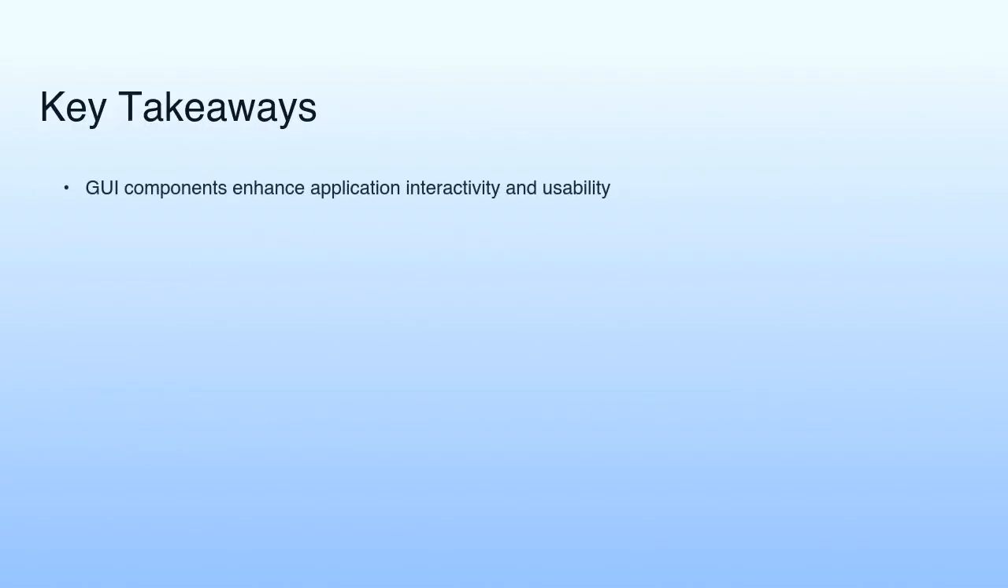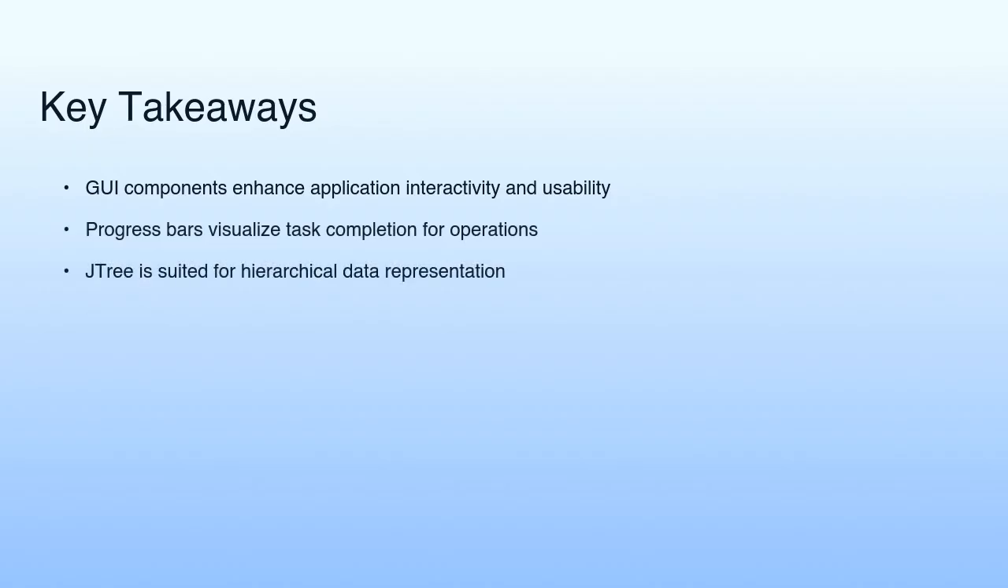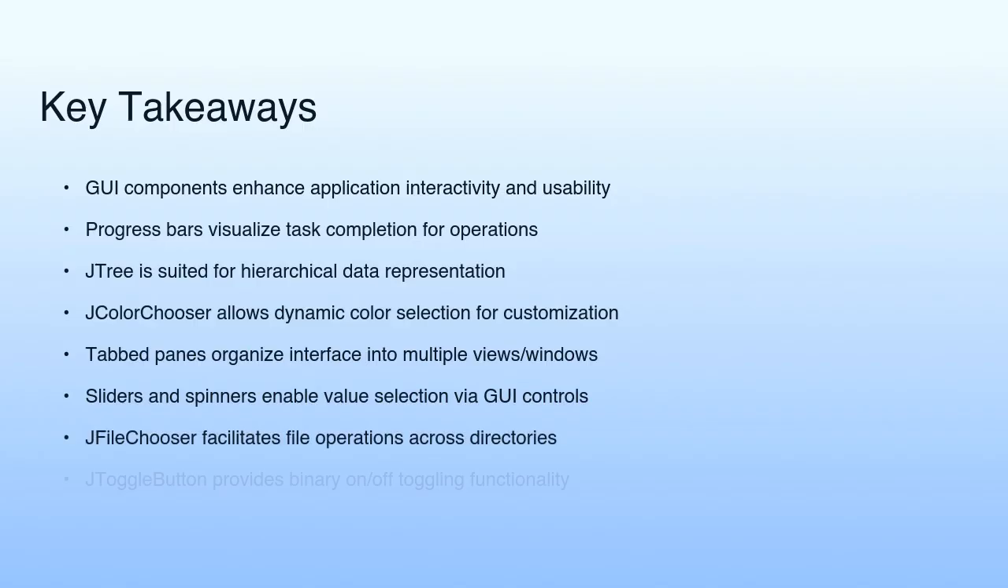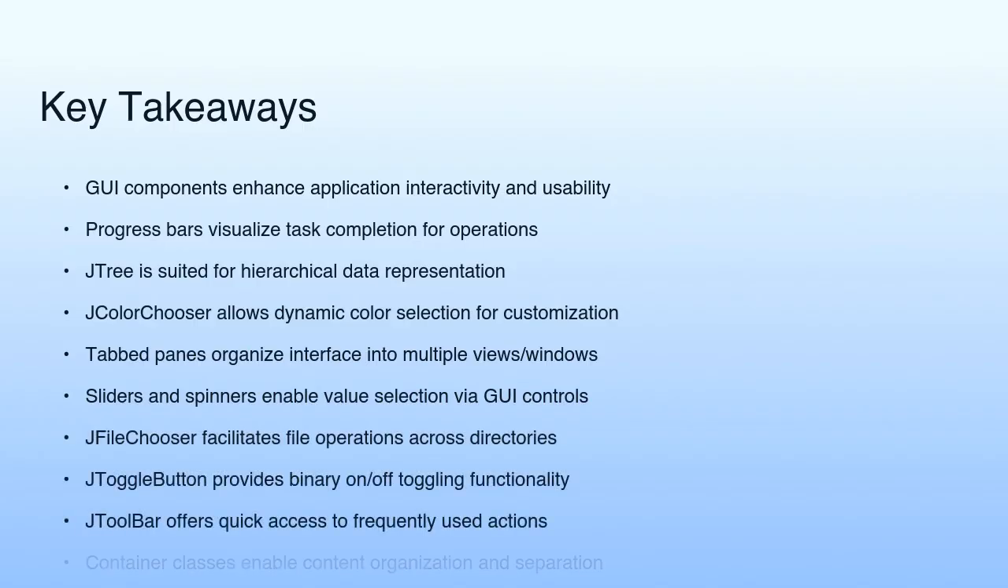GUI components enhance application interactivity and usability. Progress bars visualize task completion for operations. Tree is well suited for representing hierarchical data. Color Chooser allows dynamic color selection for customization. Tabbed panes organize the interface into multiple views or windows. Sliders and spinners enable value selection via GUI controls.